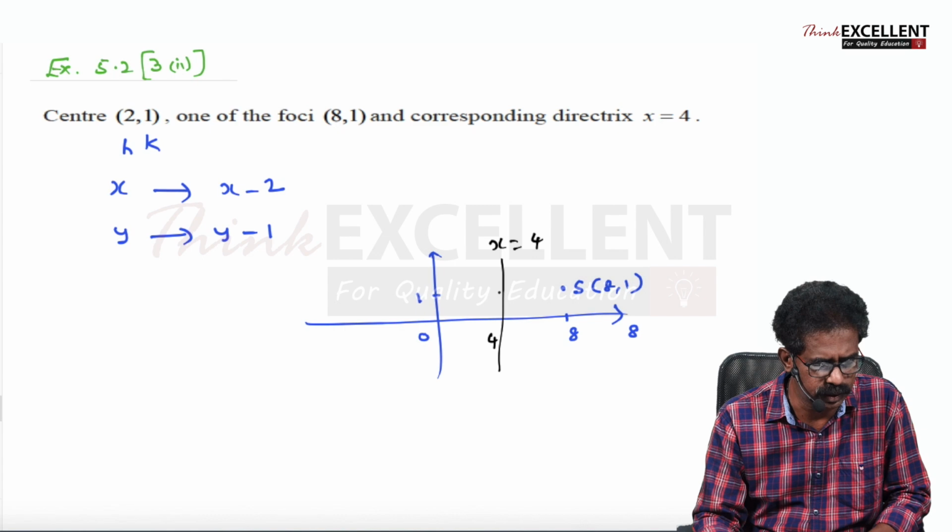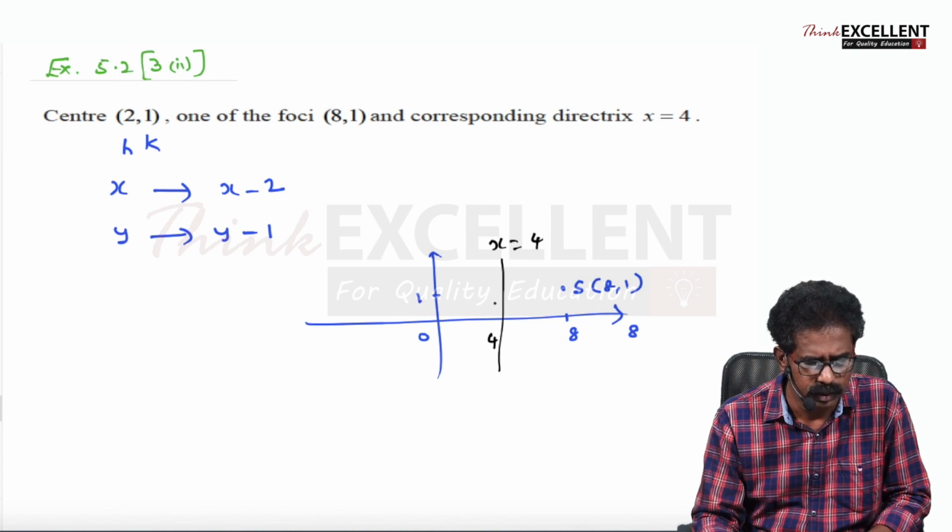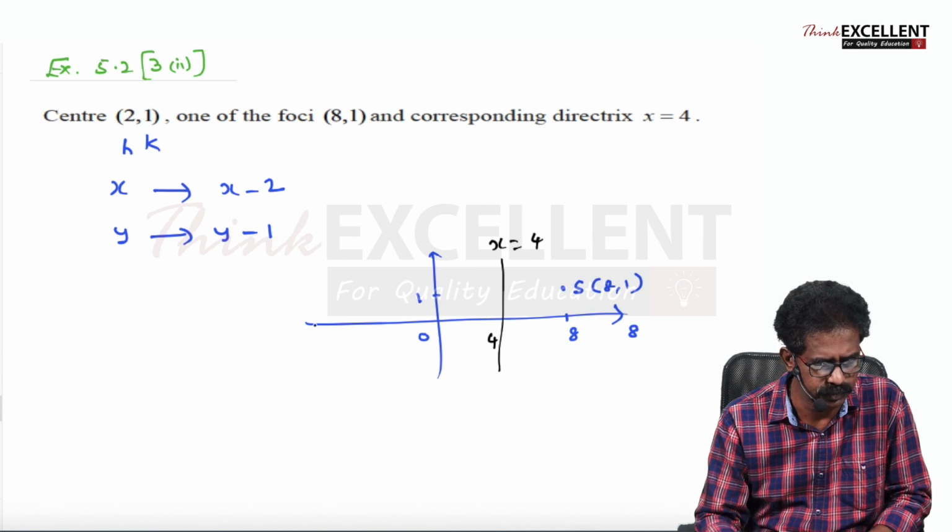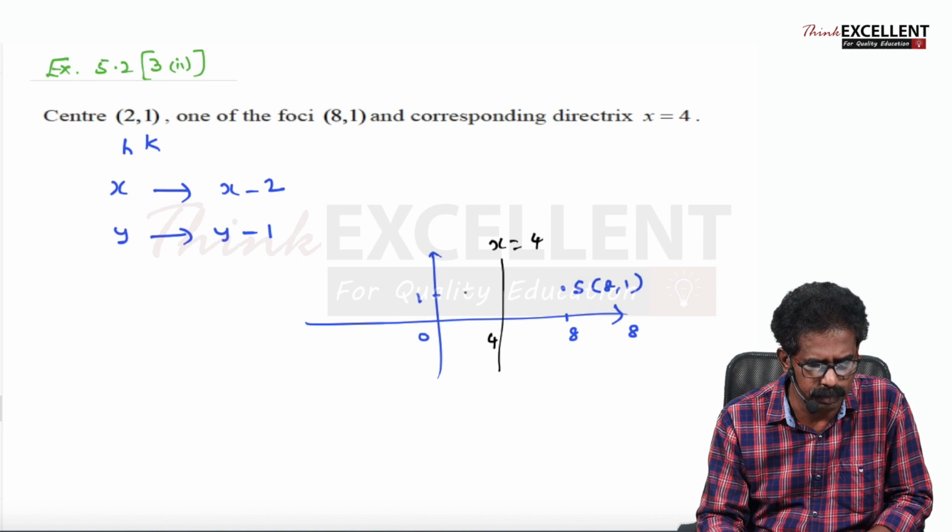These are the two things you know. This is the directrix and this is the focus. So the center will be on the other side, right? How can you find the center? They gave us 2, 1, right? The center is 2, 1. So this point is C. So you know CS.